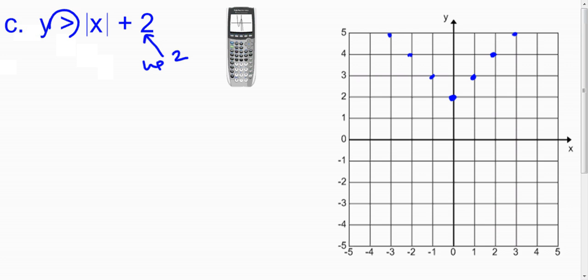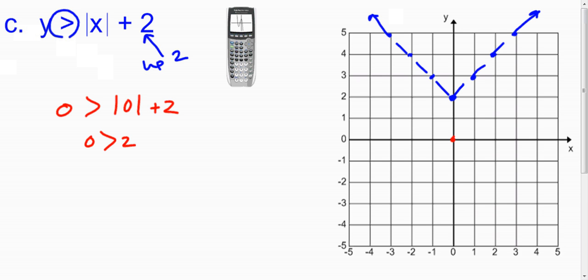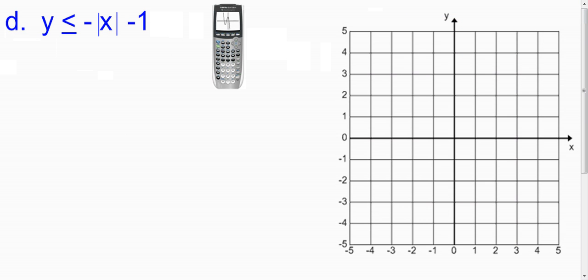This inequality symbol right here is not underlined, so I'm going to connect these with a dotted line. And then it is a greater than symbol, so I will shade above, or you can test a spot, so I will test 0, 0. My question is, is 0 greater than the absolute value of 0 plus 2, or is 0 greater than 2? And it's not, so I will not shade where that dot is that I tested. I will shade above it, which hopefully you're figuring out is a kind of shortcut. When it's a greater than symbol, you're going to shade above the lines. If it's a less than symbol, you'll shade below.